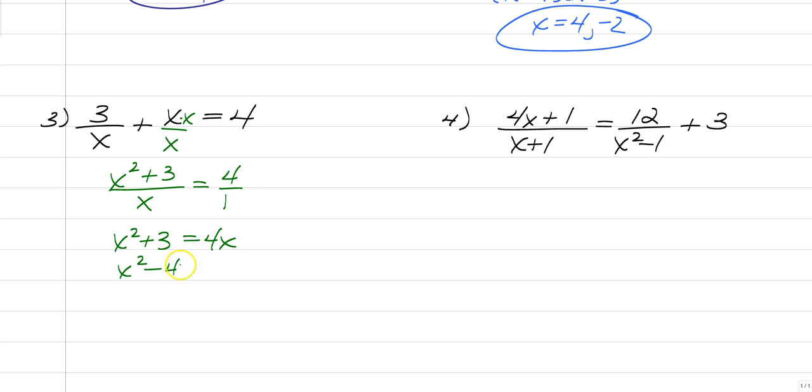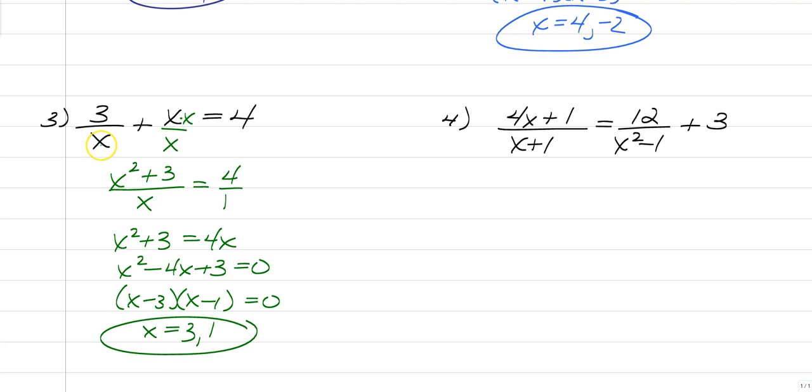X squared minus 4x plus 3 is equal to 0. So then we're going to have an x minus 3 and an x minus 1 equals 0. So x is equal to 3 and 1. And we would be done, because in the original, the only thing x was not allowed to equal was 0. Okay, now, like I said, that's the other way to do it.